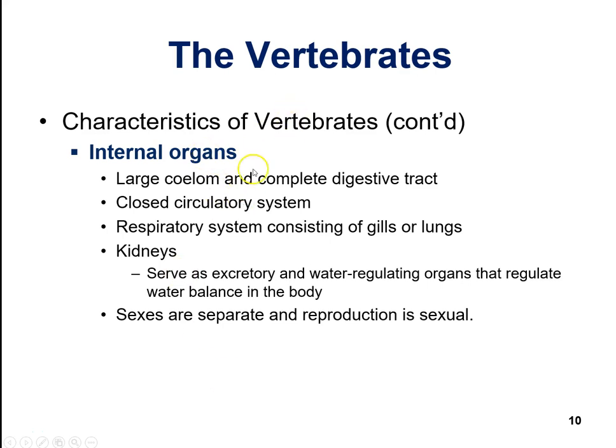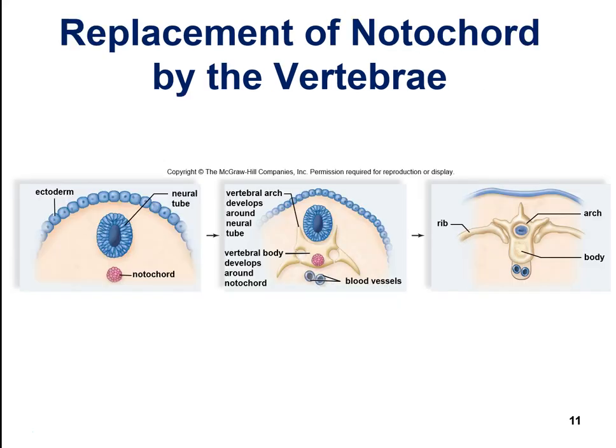Another characteristic of vertebrates is internal organs. A large coelom, like I said, is a body cavity with a complete digestive tract. You have a closed circulatory system. If you think about our organs, this obviously all pertains to them. A respiratory system that has either gills or lungs, kidneys, and you also have separate sexes and sexual reproduction.